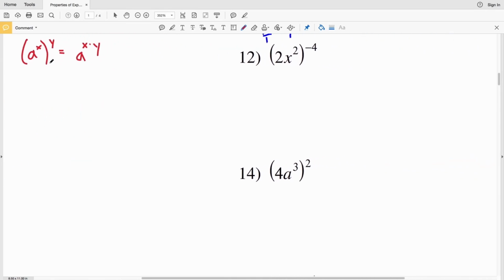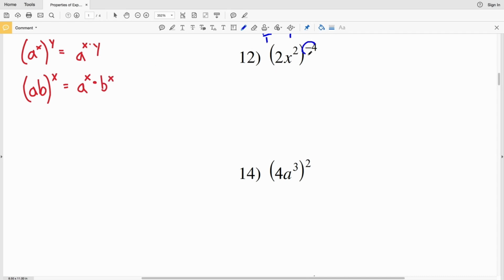So now that we've gone over the power rule, let's go over the power of a product rule. So if we have a times b to the x, so that product raised to some power, then we're essentially going to distribute that exponent. So we'll then have a to the x times b to the x.